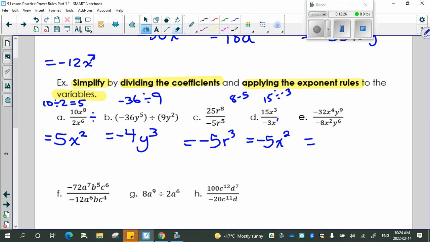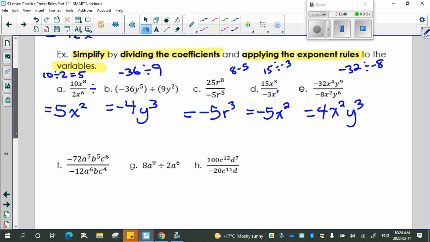Okay, remember that one there? And how about E? Cadence. Negative 32 divided by negative 4. And 4 subtract 2, x squared. Subtract 6 is 1. Perfect.